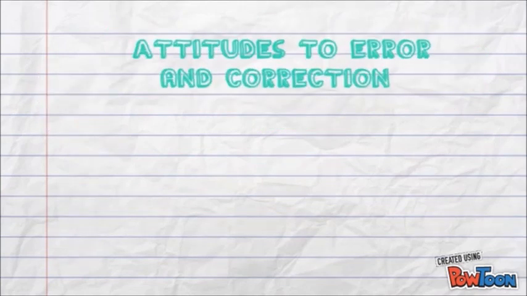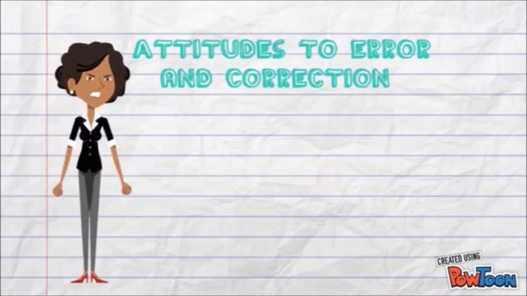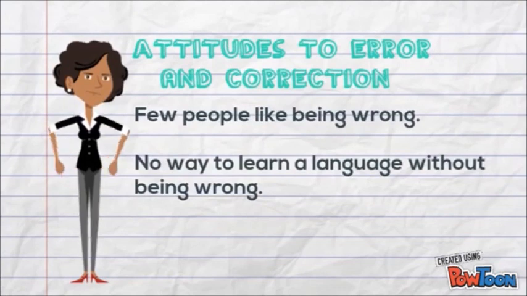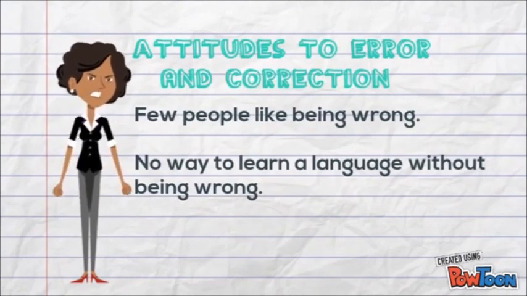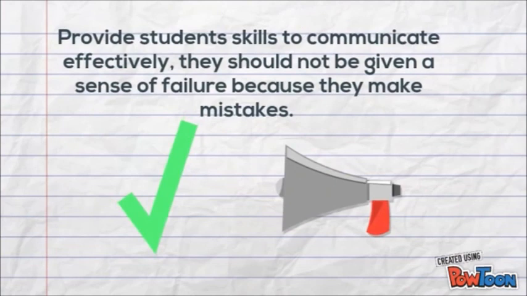Let's talk about the attitudes to error and correction. As we know, few people like being wrong, but there seems to be no way to learn a language without being wrong. But some other people think that errors provide students skills to communicate effectively, and they should not be given a sense of failure because they make mistakes.